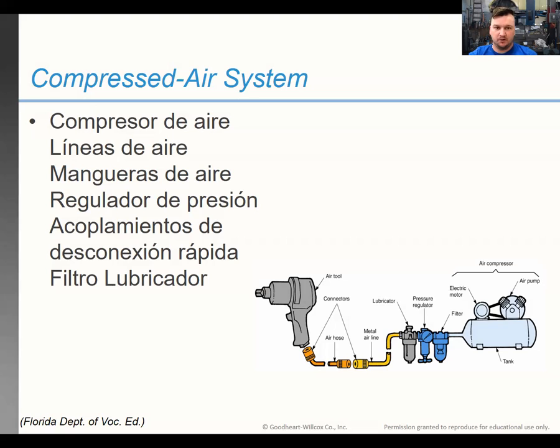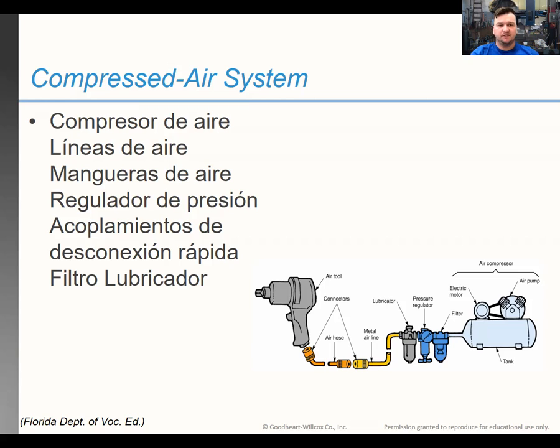So air lines are the hard lines that kind of get it close to your bay or the area you're working. And then the air hose is that flexible part that's going to hook up to the tool so you can move around and use it. Pressure regulator, we only want to use but so much pressure when using air tools. So we want to make sure it's set and that we have a certain amount of pressure. So pressure regulator is going to do that.